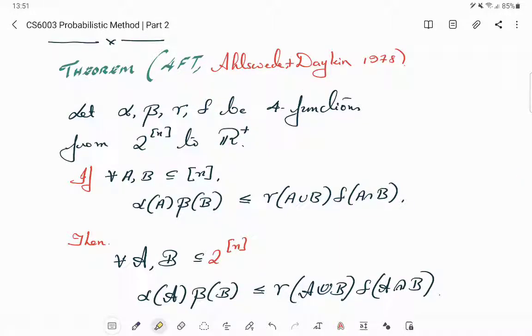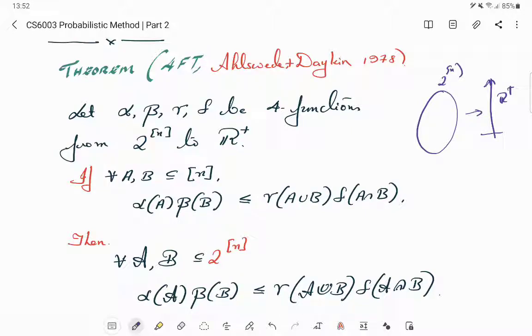Okay, so as the name suggests, we have to talk about four functions. These four functions we will denote as alpha, beta, gamma, delta. Each of them is from 2 to the power n, the power set of n, to non-negative real numbers. Remember, this plus does not mean strictly positive, it means non-negative real numbers. So all these functions are from the power set of n to R plus, right? So you have one function alpha, you have another function beta, and so on. There are four such functions from this to this.